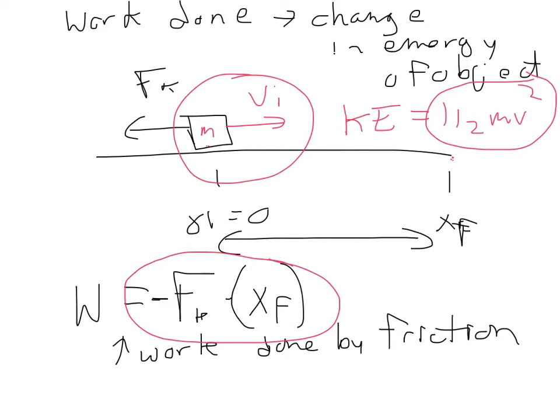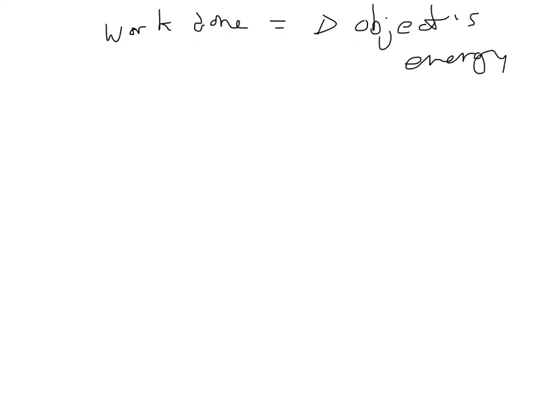Alright, so what I'm going to do then is use that to try to solve for this final x position of the object. So I'm going to put on another slide. What I have here then is that the work done is equal to the change in the object's energy. And if I calculate that out, the work done is equal to the force of friction, sorry, it's Fk, times x final, that's negative. It's equal to the change in the object's energy.